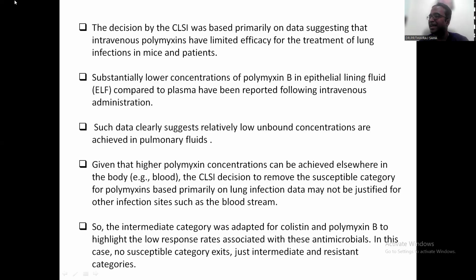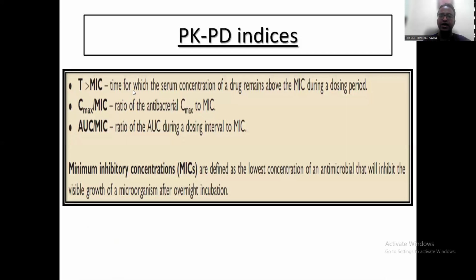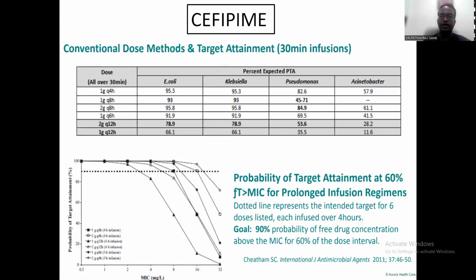There is another concept also for why polymyxin B and E are considered intermediate. We will be coming to that in the subsequent slide. So I will be discussing it here only.